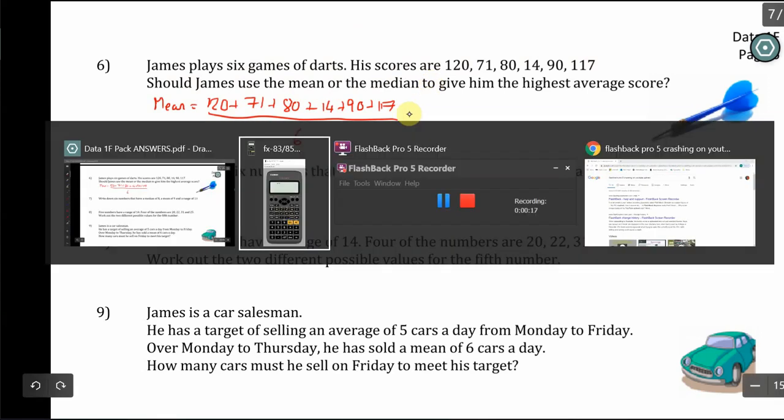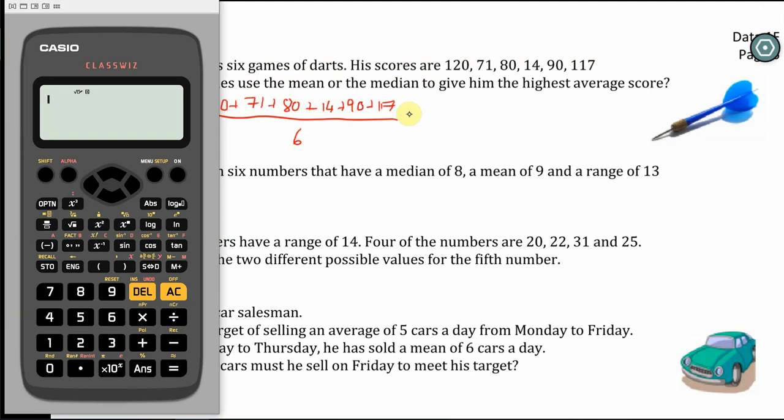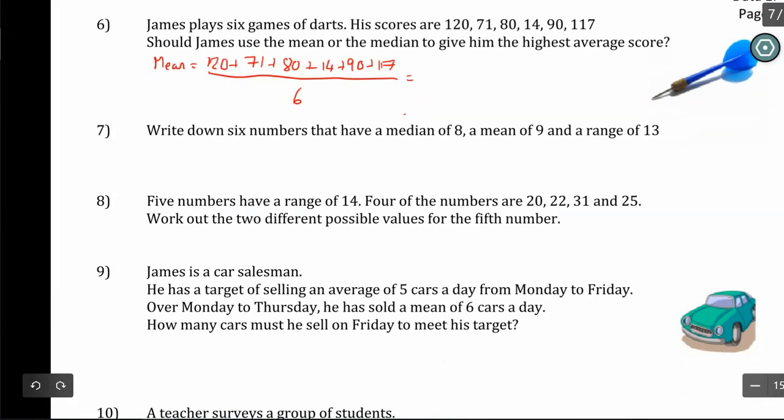So I'm going to add all these up, and then divide by 6. So the mean is 82.